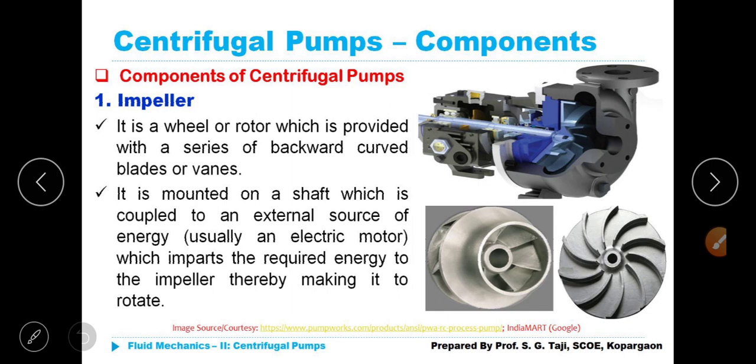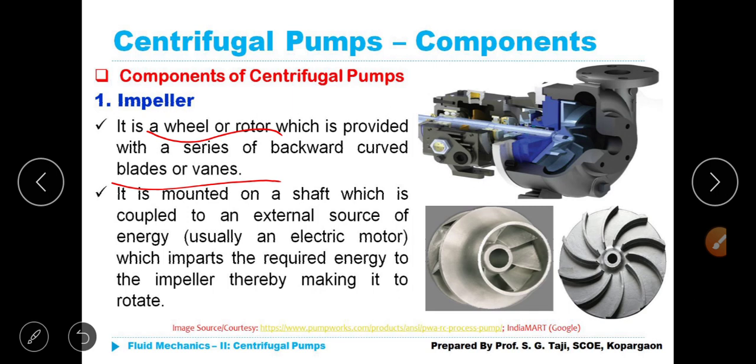Various components we will go through in a little bit more detail. Impeller, casing, suction pipe, delivery pipe. Right? Impeller. It is a wheel or rotor. It is also called a rotor, which is provided with a series of backward curved blades or vanes. You can see from the photograph.